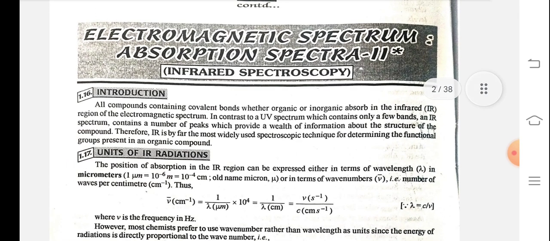Electromagnetic spectrum. Introduction. All compounds containing covalent bonds, whether organic or inorganic, absorb in the infrared region of the electromagnetic spectrum. In contrast to a UV spectrum, which contains only a few bands, an IR spectrum contains a number of peaks which provide a wealth of information about the structure of the compound. Therefore, IR is by far the most widely used spectroscopic technique for determining the functional groups present in an organic compound.